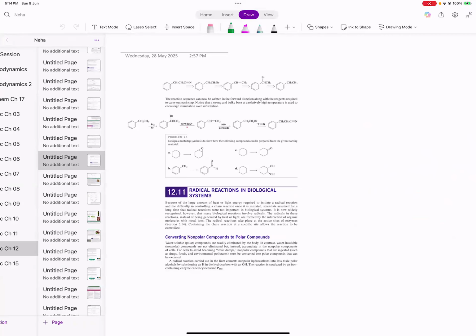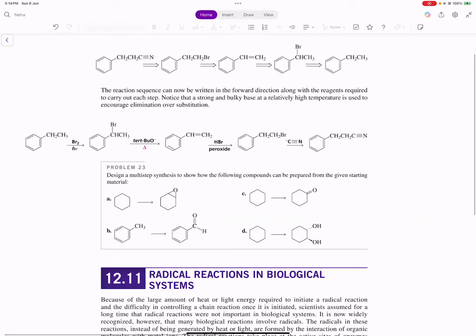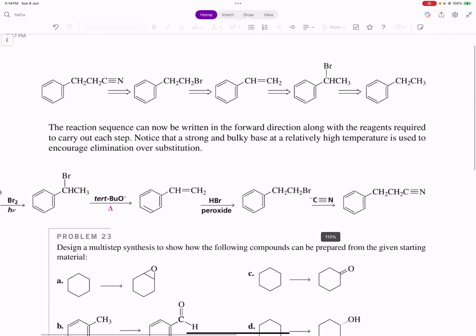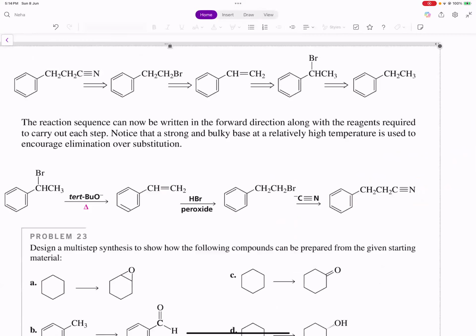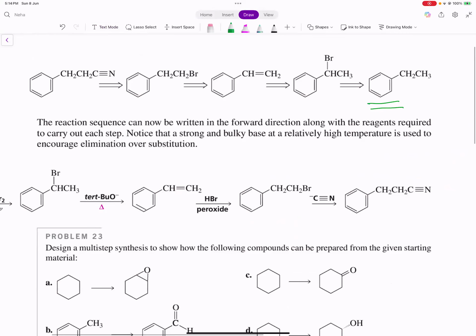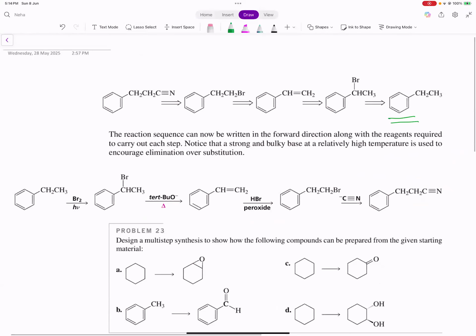Okay, and this is the forward synthesis. Initially the double arrow, I said that they are the retrosynthetic analysis, so now they are going backward. Before this, it would have been this, and before this, it should have been this, and then we finally arrived at the starting material. And this is the forward synthesis. We start with this, then bromination, elimination, HBr with peroxide, and CN. Clear? Yes, sir, clear.